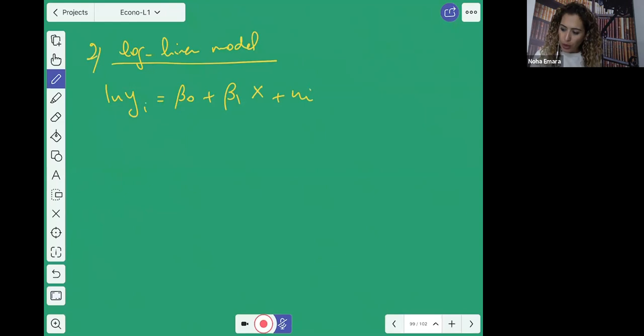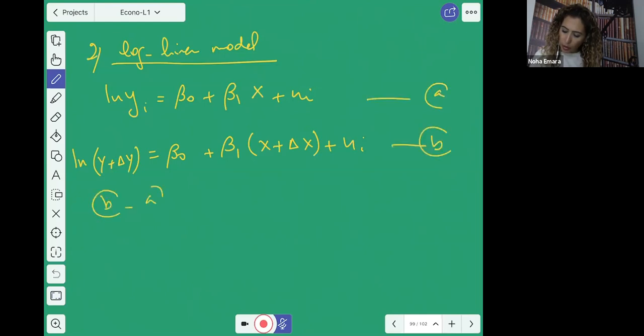Now suppose that I change x. So for any change in x, so beta 1, if x changes, then y is going to also change, right? So it's going to be the log of y plus the change in y, right? Now, again, this is a and this is b. So b minus a to get the percentage change in y.